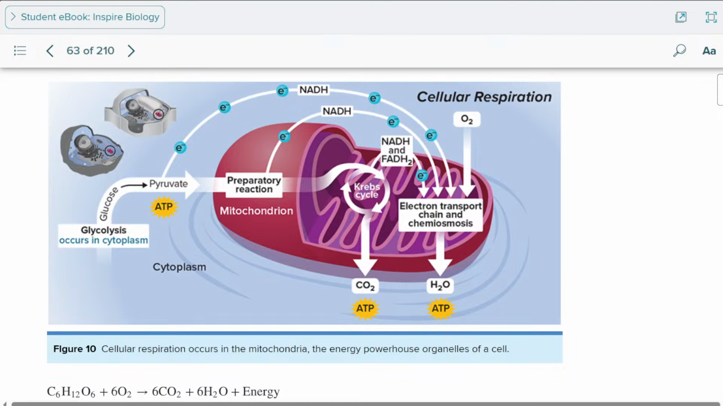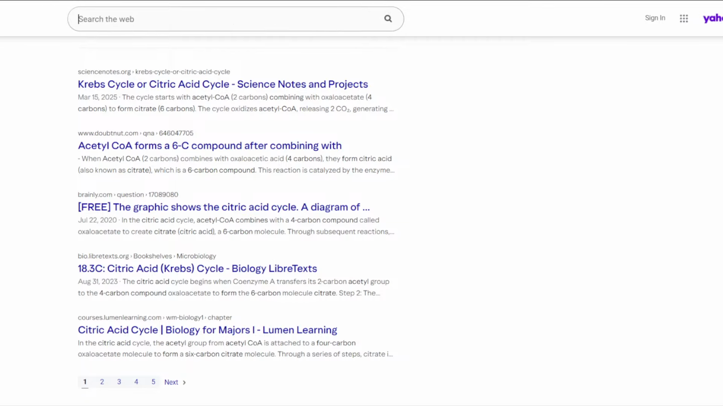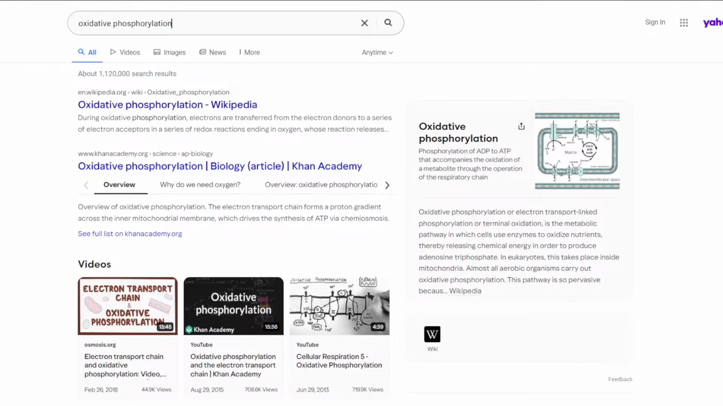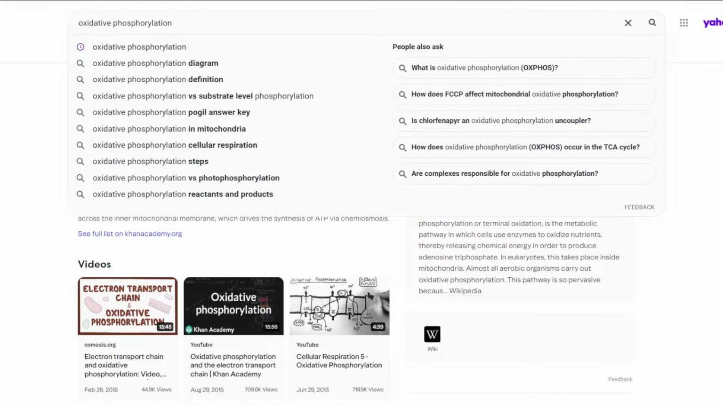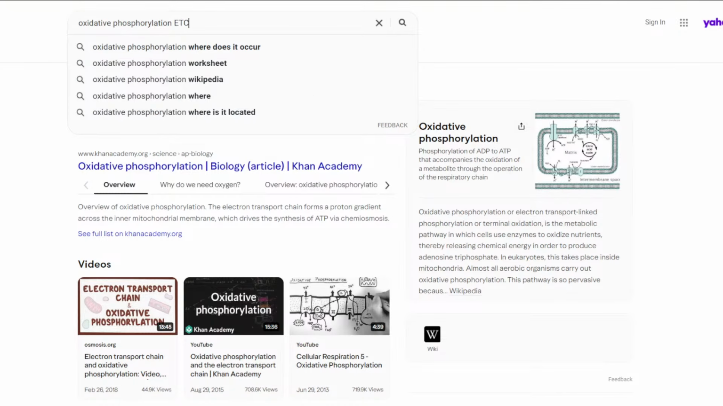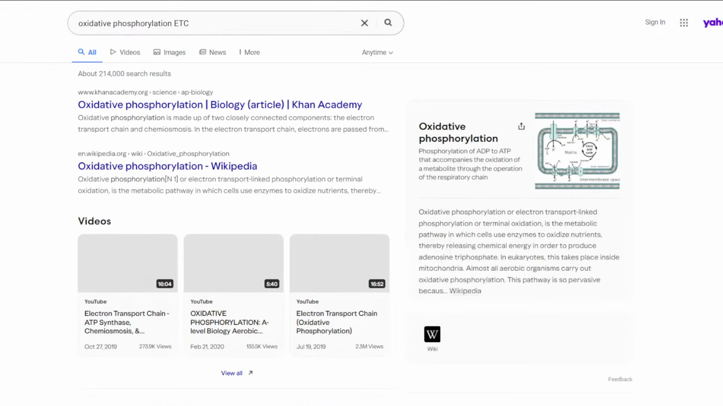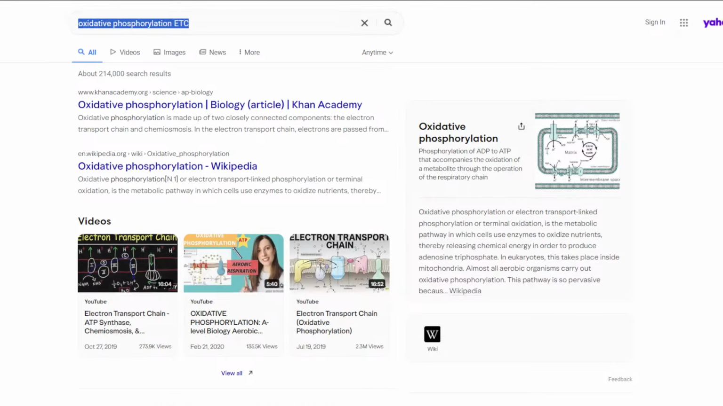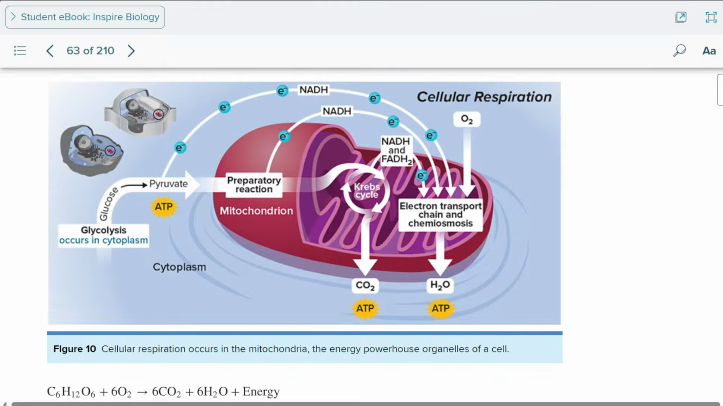By the way, if they ask you what ETC is, ETC is oxidative phosphorylation. This is the ETC. This is what I remember it being, so if I'm wrong, please correct me on that. And now I think we should start going.